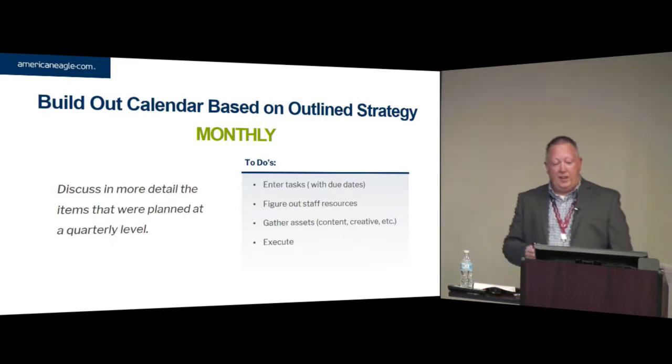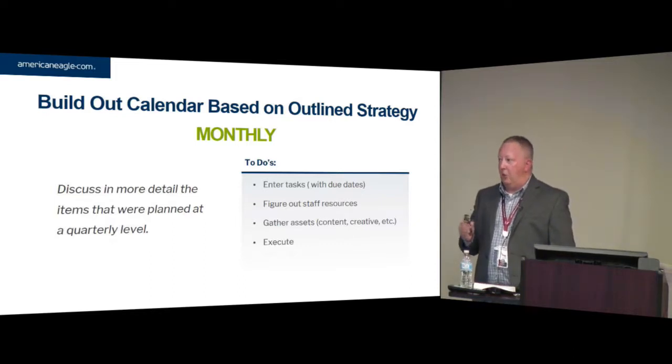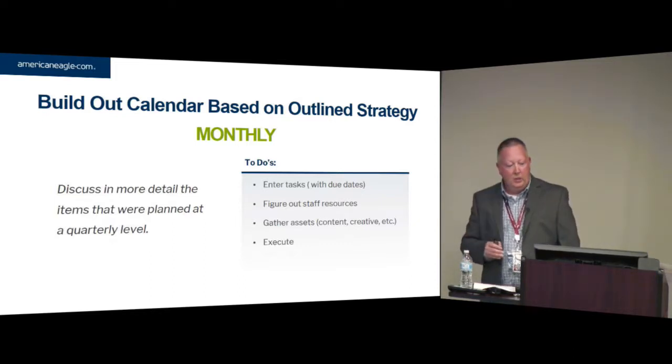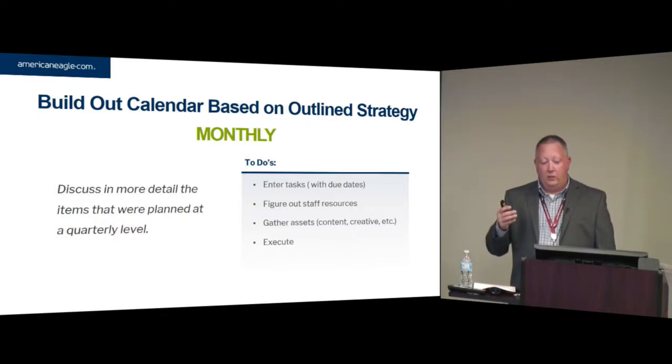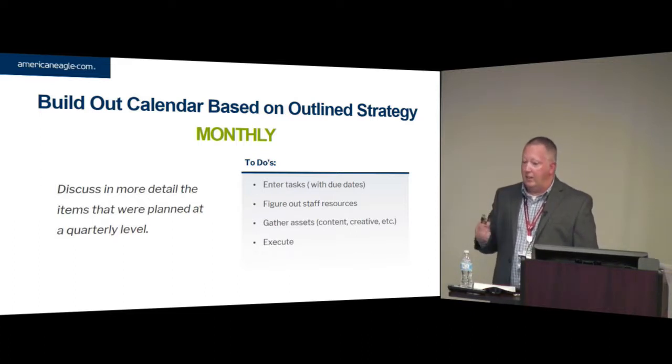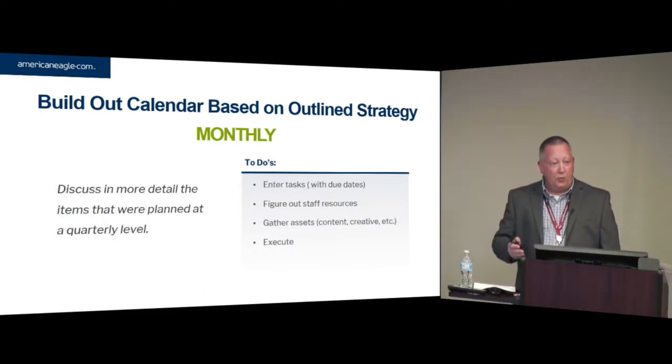Then you get into the monthly side. This is where you really start hammering away with a lot of the specific information. Here you can enter in your tasks, make sure that your people that need to be making these images for you for email marketing and social are assigned to all these things. Figure out what resources you need. Gather your assets, content, creative, that's photography, could be text, and then actually execute.